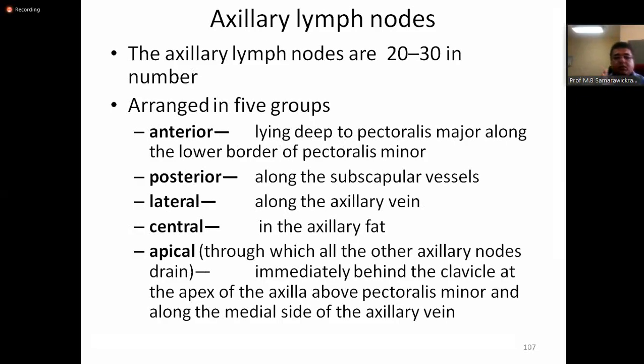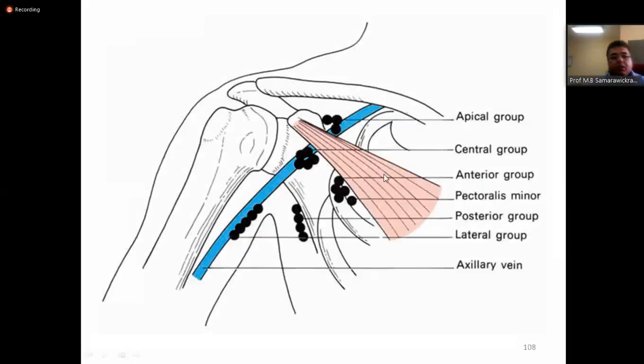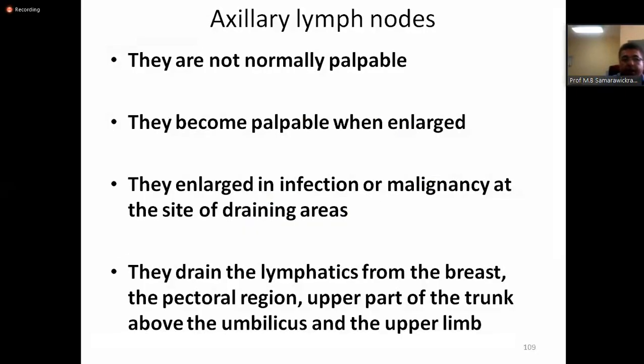So axillary nodes, there are 20 to 30 in number, arranged as 5 groups. So no need for explanation of these 5 groups. The main drainage area is the breast. So that is the important area that drains to the axillary nodes. In addition to that, it drains the whole upper limb and the trunk above the level of the umbilicus. Right. So when there is any malignancy or infection in the breast or upper limb or the upper part of the trunk, these axillary nodes can enlarge, and they are not normally palpable.